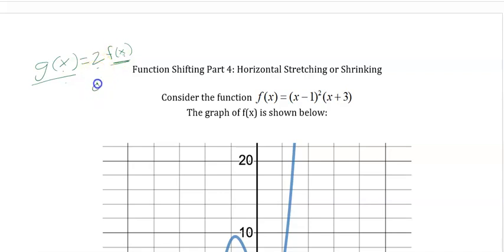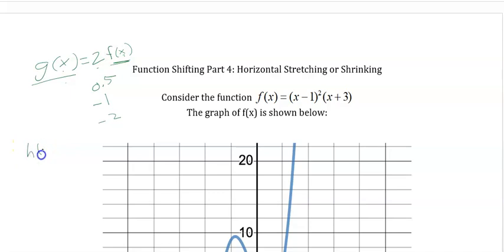If this number became a number less than 1, say 0.5, what you were really doing is cutting all the y values in half. If the number in front of the f of x was negative, say negative 1, you were flipping over the x-axis because you were changing the sign of each y value. You could have multiplied by a negative 2 where you were changing the sign and the value. But the bottom line is you were changing the y-coordinates, but the x-coordinates were staying the same.